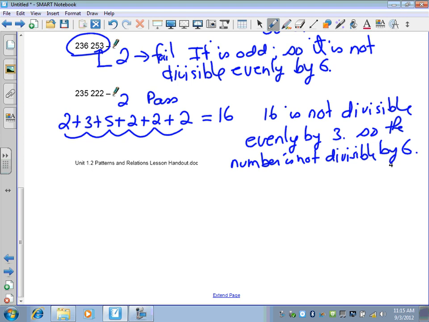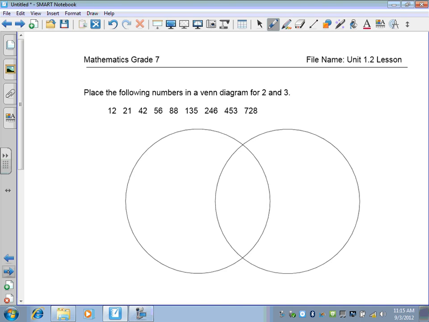All right. Let's turn our page. What I've got here is a Venn diagram. The circle on the left is the divisibility test for 2. The circle on the right is the divisibility test for 3. The ones which overlap are those numbers that are divisible both by 2 and by 3. So that would make this part right here the test for divisibility by 6.